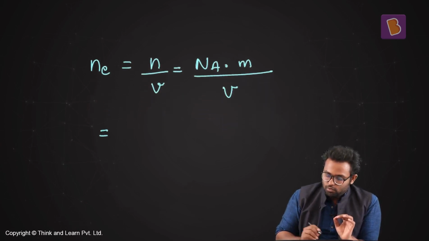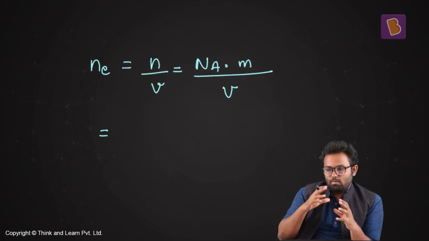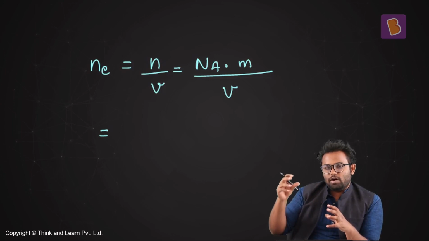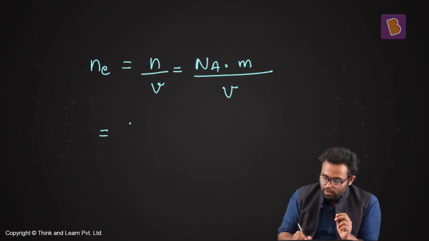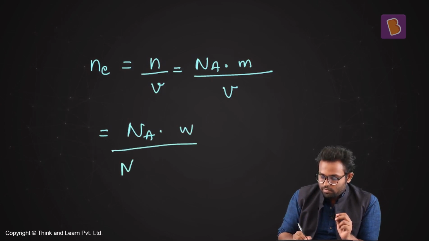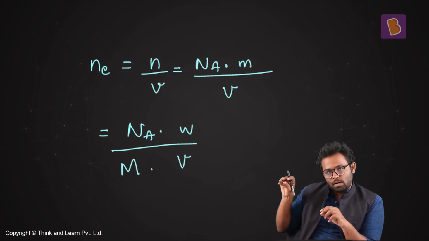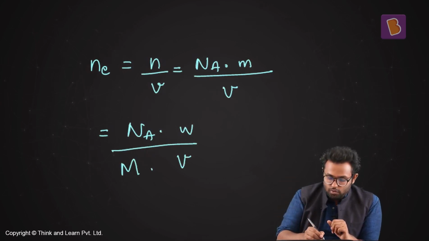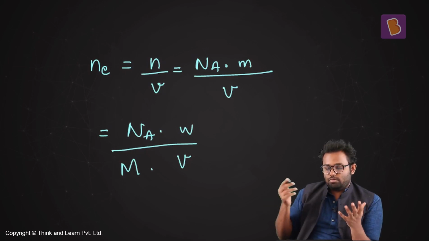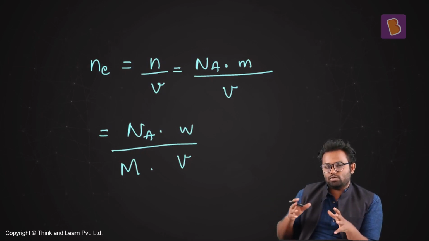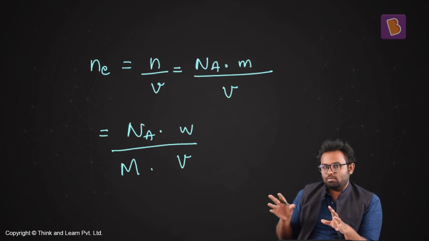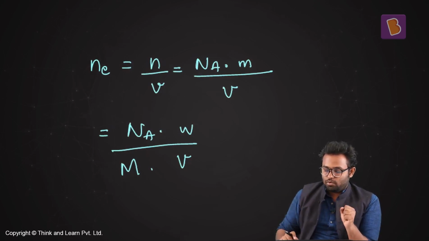Now m is the number of moles, so what is 1 mole equal to? 1 mole is equal to the given weight divided by the molecular weight. So this will become equal to Na times the given weight W divided by the molecular weight M, times V. So this is a bit of chemistry coming up here, but you got to know that. A lot of questions in physics sometimes use the mole concept, so the mole concept is a very important concept for you to know.